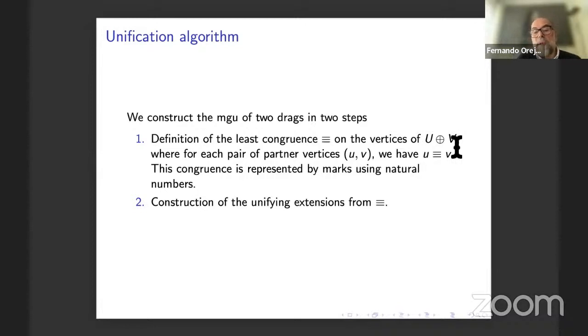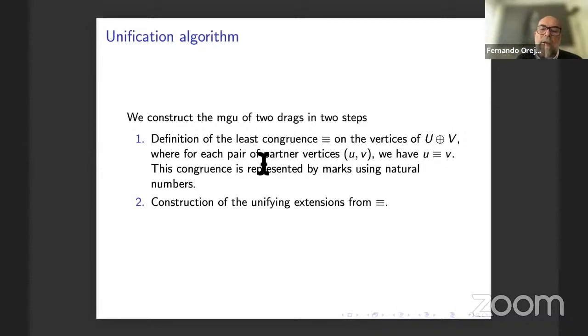Initially, each pair of partner vertices should be congruent according to this congruence. And the way we are going to do it is by taking the two drags and marking the vertices with marks that are natural numbers. These marks are going to be in red or in black.